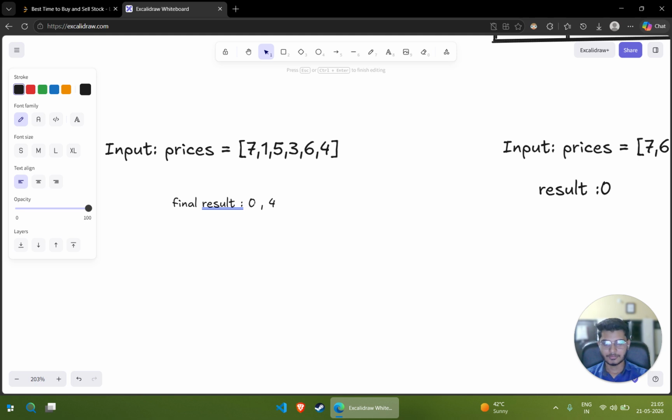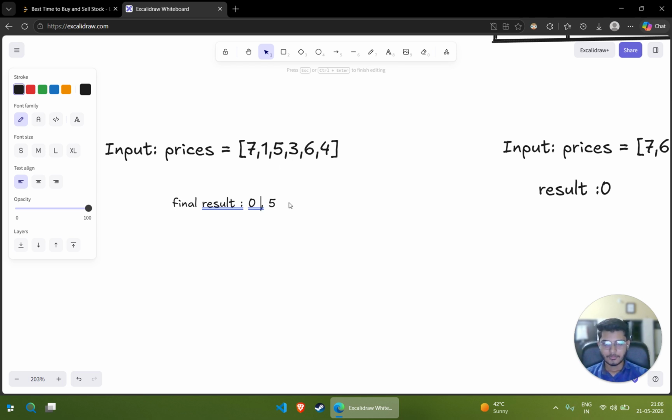But let's move forward and check other elements too. If I try to sell at 3, 3 minus 1, the profit is 2, which is lower compared to selling at 5. And if I try to sell at 6, 6 minus 1, the answer is 5. So like this, we can traverse through the array and determine our maximum profit.